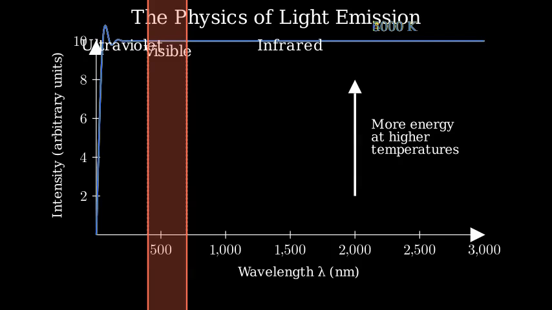The peak for 3000 Kelvin is in the infrared region, while the peak for 6000 Kelvin is much closer to the visible region. This shift of the peak wavelength with temperature is described by Wien's law, which states that the wavelength at which an object emits the most radiation is inversely proportional to its temperature.